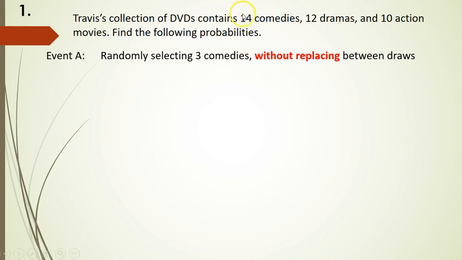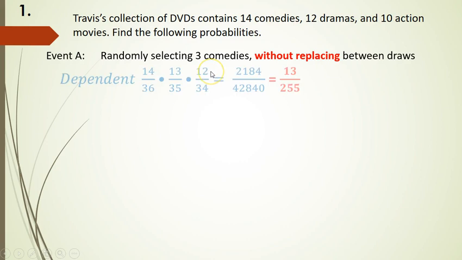So our first one is going to be 14 over 36. That's how many comedies there are, 14, and our total was 36. Our second one would be 13 over 35. Again, because we took out one of the comedies and didn't put it back, now there's only 13 left, and only 35 total left. If we pull one more, there's only 12 left on the shelf, or wherever we're getting them from, and only 34 total left.